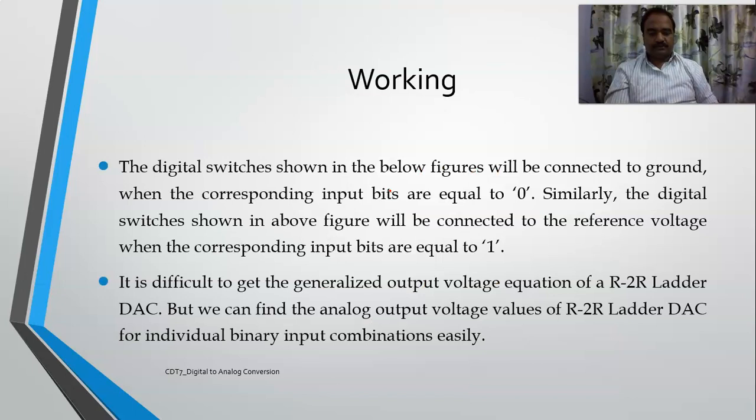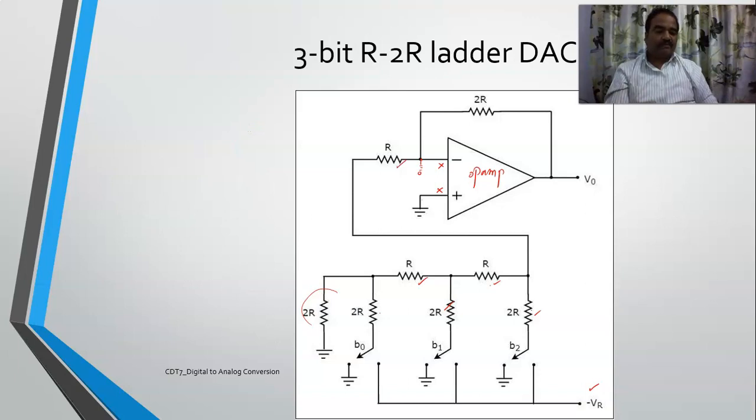And coming to the operation, the digital switches will be connected to the ground if the corresponding input bit is 0, as we know that it can be either 0 or 1. If it is 0, it will be connected to the ground, and if it is 1, it will be connected to your reference voltage or reference current. It is very difficult to get the generalized output voltage equation of this R to R ladder type of DAC. But we can find the analog output voltage values for individual binary input combinations easily.